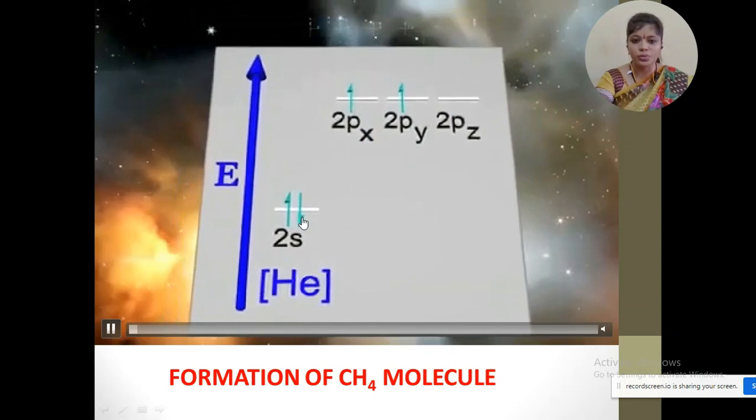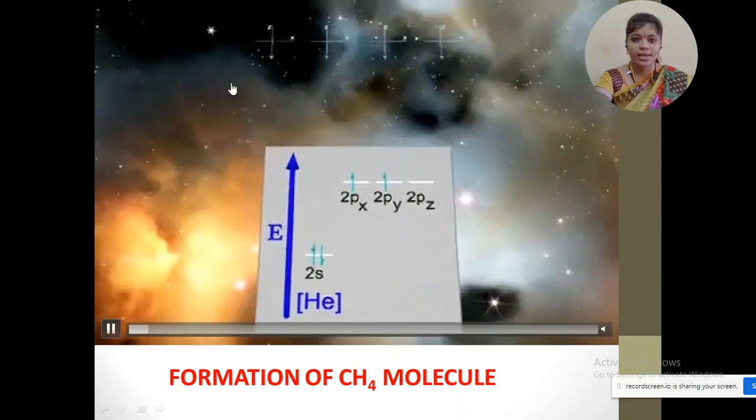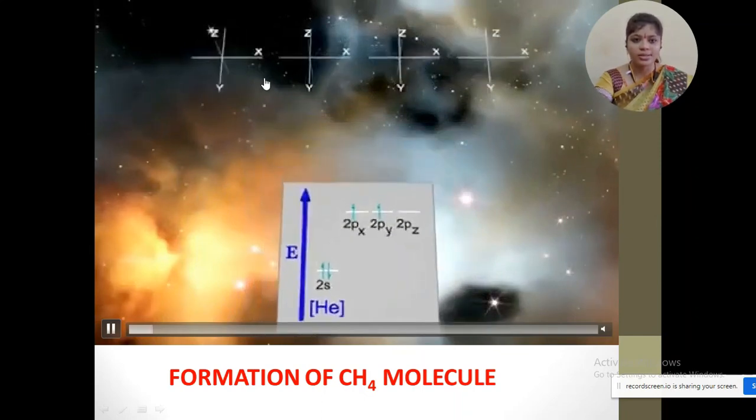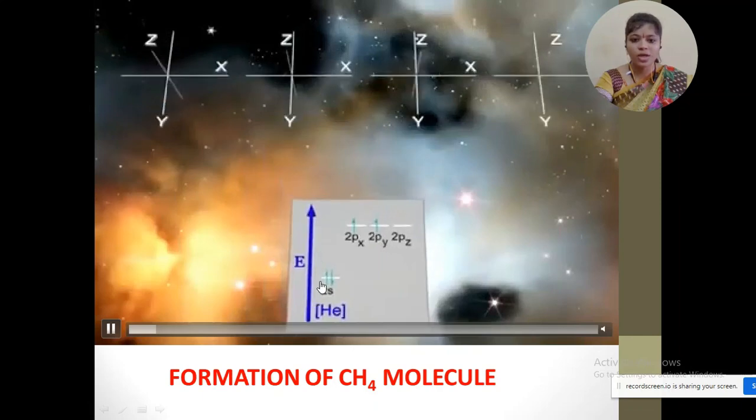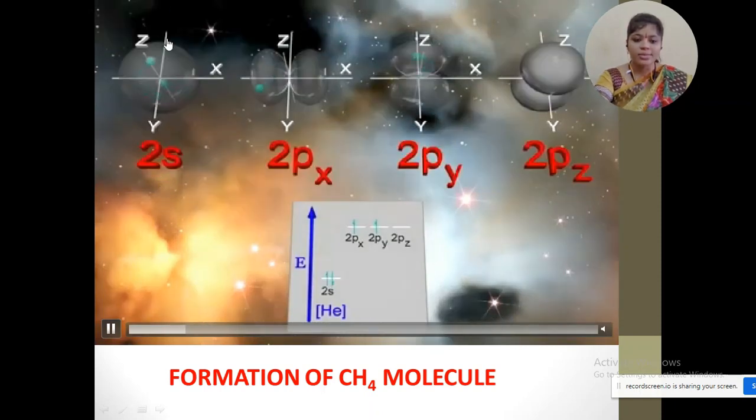Here 2s2 and 2p2 are the valence electrons. 3d orbitals are also present. Carbon has 4 valence electrons in total. The first is the s orbital: the 2s orbital has 2 electrons. The px orbital has only 1 electron, the py orbital has 1 electron, and in the pz orbital there are no electrons.